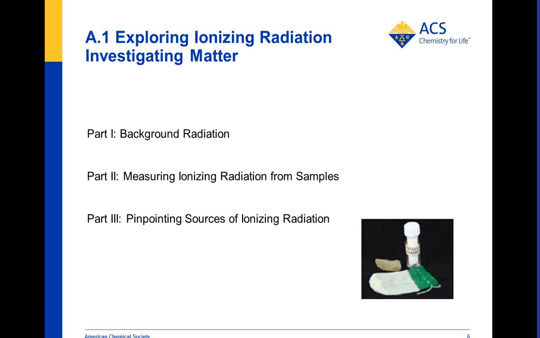As in most of the units in ChemCom, this one begins with an investigating matter, and here students are first going to recognize that we need to measure background radiation. Then they have samples that you'll supply for them to measure the radiation in, and then they're going to try to pinpoint exactly where the area of concentration is, even in a sample that they're looking at.